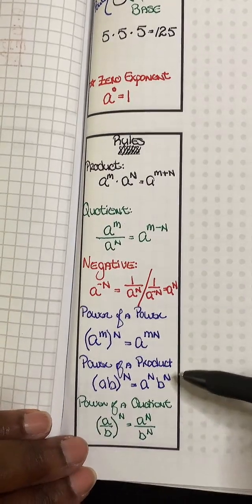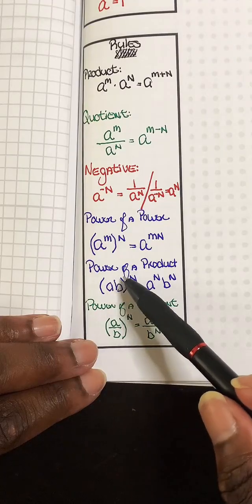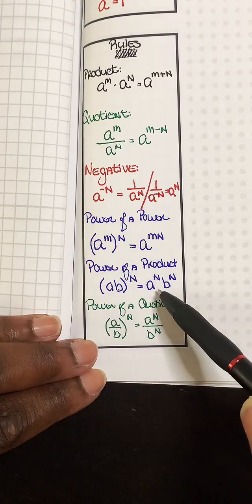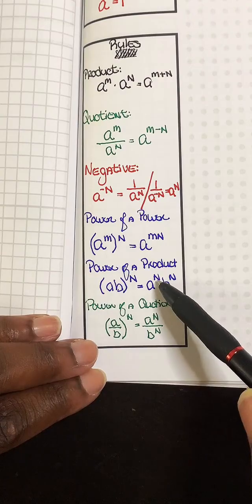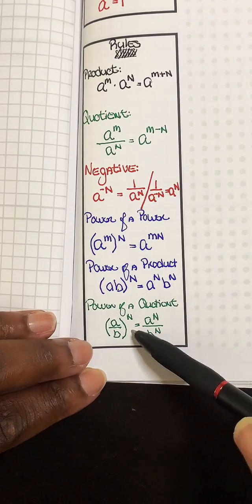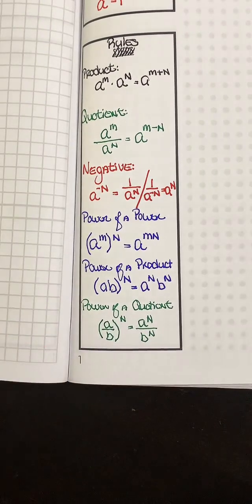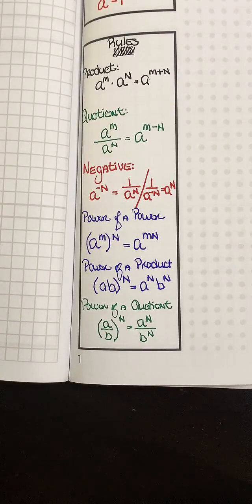Okay, so power to product, all you're doing is distributing your exponent to everything inside the parentheses, so they'll have their own exponent of n. And the same thing is happening with the power of a quotient. So I'm going to break this down step by step as I normally do.